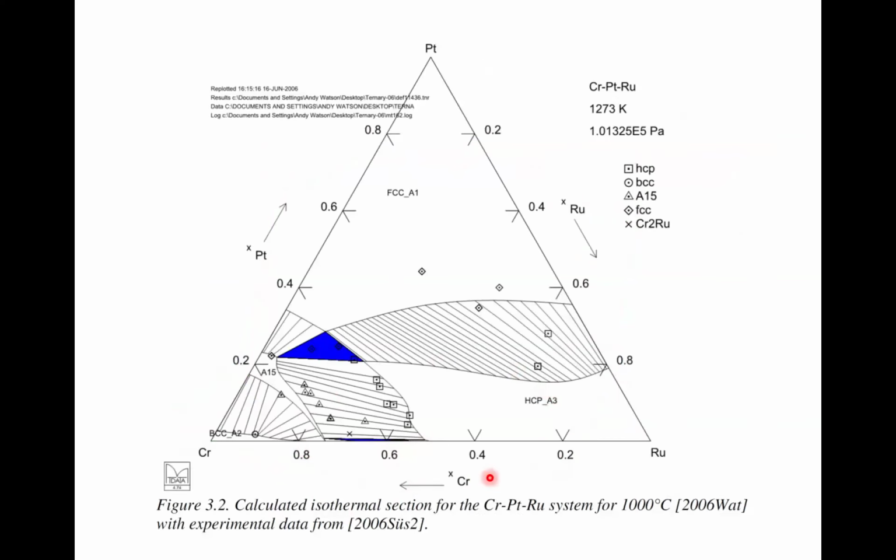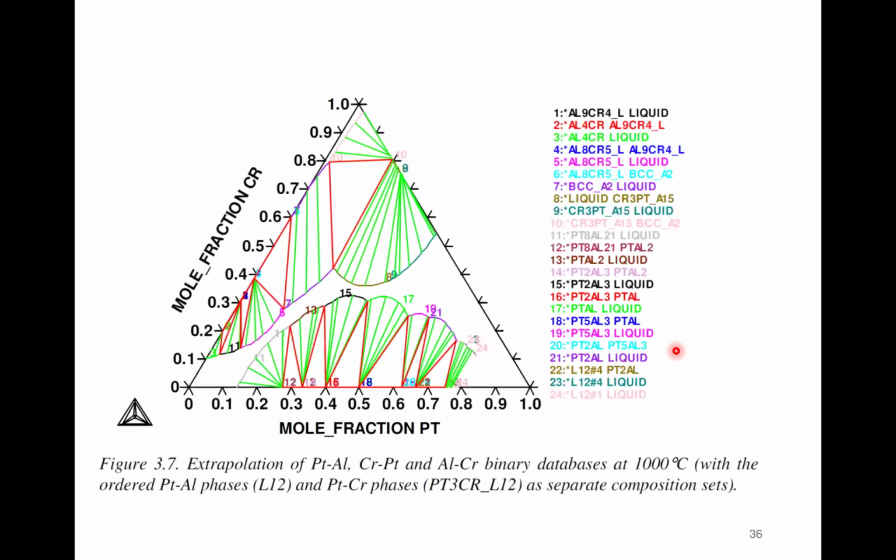This is a calculated isothermal section of chromium, platinum, ruthenium. You'll see why we got into that. And we've put the experimental points on. Some of them are quite good, some of them less good. There was a reason for that. And then this was an extrapolation from the 3 binaries, because if you've got a ternary diagram, you've got the 3 binaries on each edge. So this is an extrapolation from that and seeing what you've got. It wasn't too bad. These are where you've got 3 phases in equilibrium.